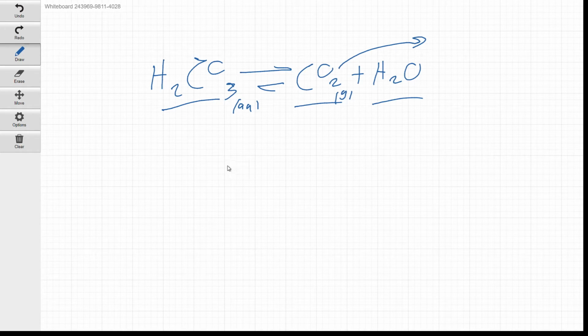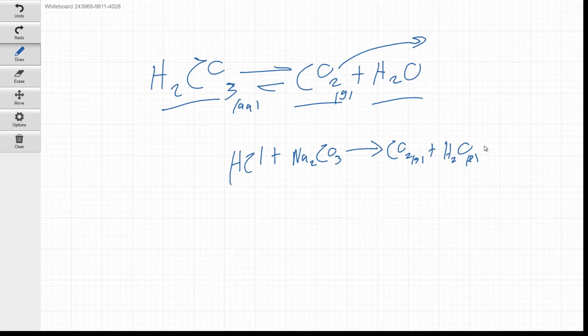So in the end, our reaction would be HCl plus Na2CO3 goes to, and we're not going to write the carbonic acid because it's just going to convert all into this, so we get CO2 as a gas plus H2O as a liquid, and our sodium chloride as an aqueous salt.